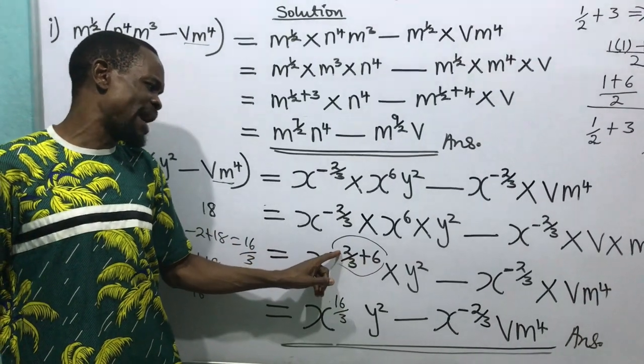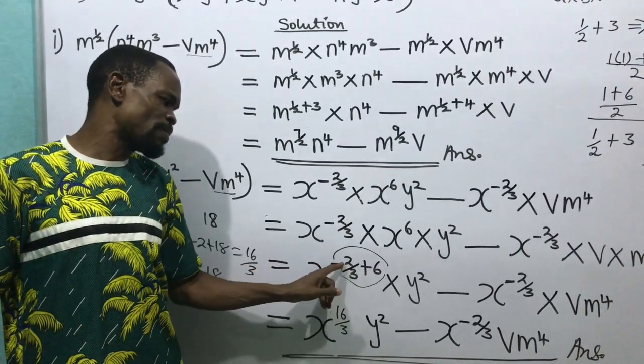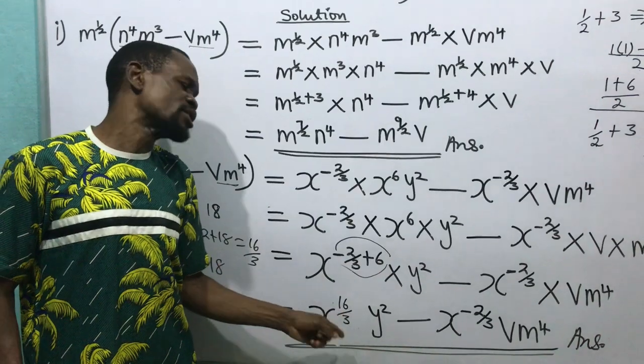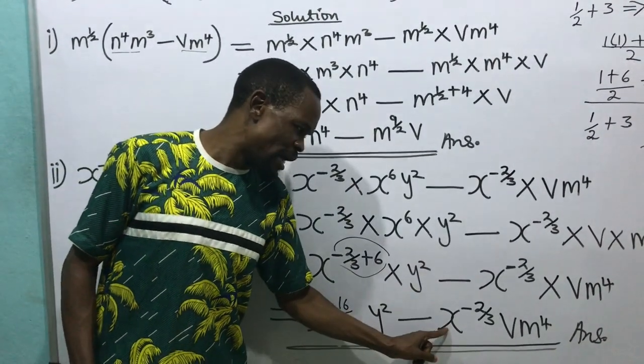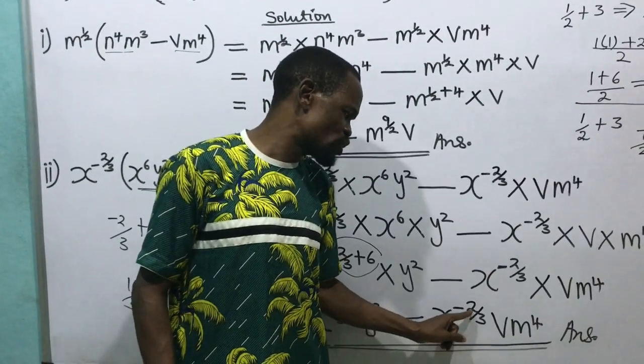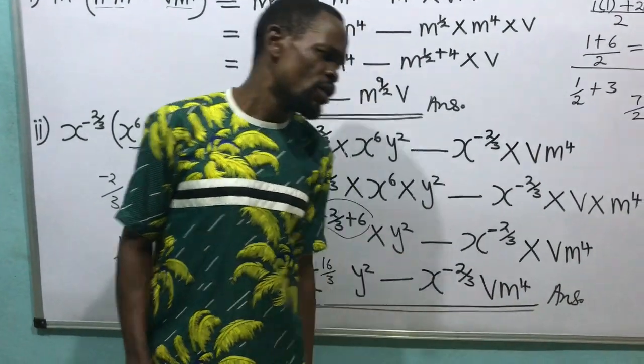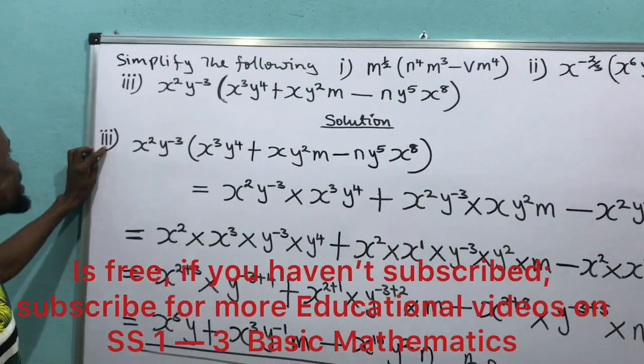18 plus 1 minus 2. 18 plus minus 2 will give me 16 all over 3. Y raised to the power 2 minus x raised to the power minus 2 over 3 VM4. And that's my answer.